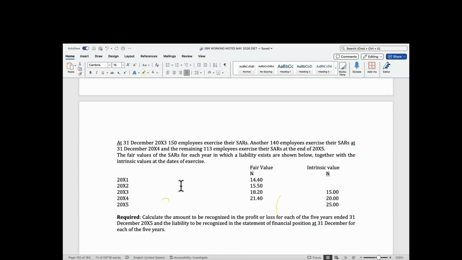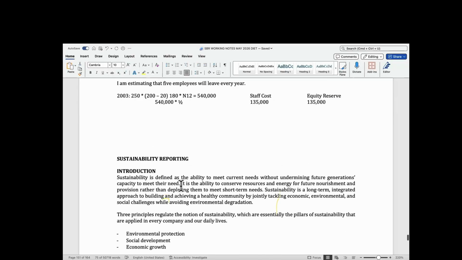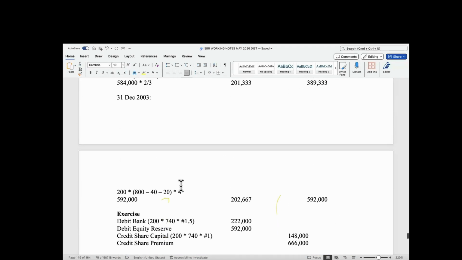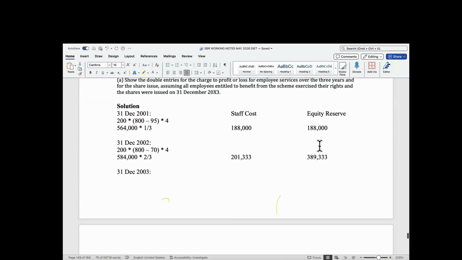And as soon as I solve this question, I will go straight to deferred tax implication of share-based payment, then hopefully finish it. Then we'll really be done with this. But I'll send you like 7 questions, past questions inclusive, for you to practice all of these, calculating all these equity reserve, staff cost, and all of that.